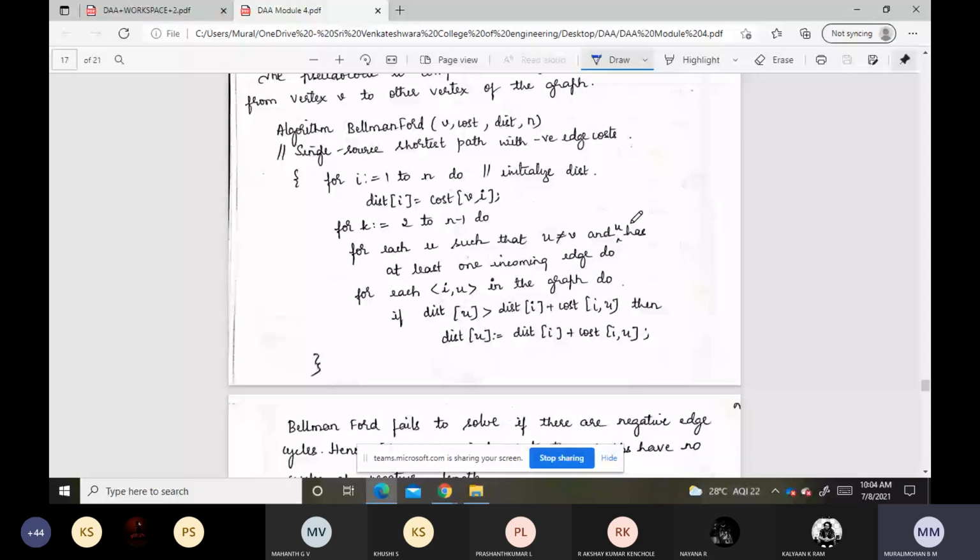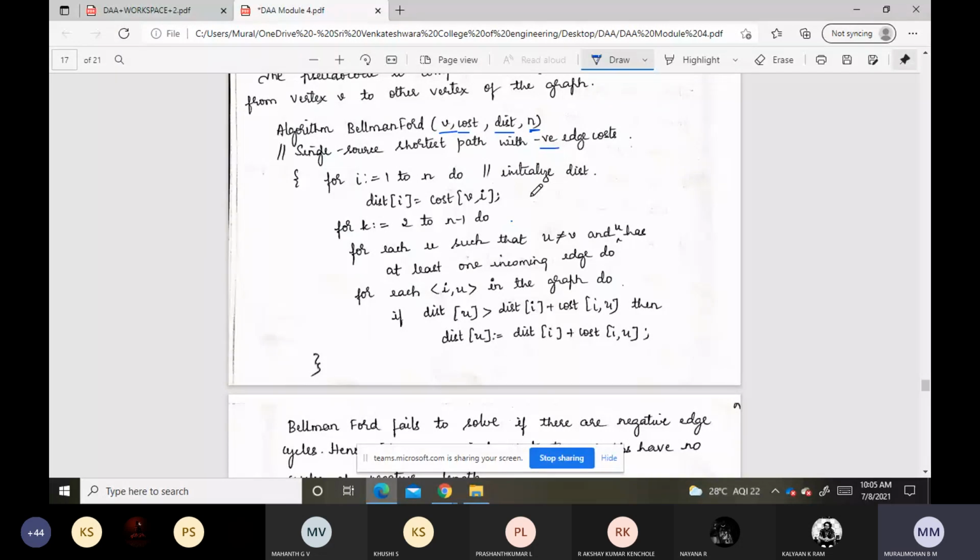You can just observe here the simple steps we are writing for the Bellman-Ford algorithm, where it is accepting the number of vertices, the cost of the edge, and v. So we should find a single source shortest path with negative edge cost. That is the advantage of the Bellman-Ford algorithm, which we studied in the previous class. Dijkstra's algorithm cannot be applied if we are having negative edges. So hence we are going with the Bellman-Ford algorithm.